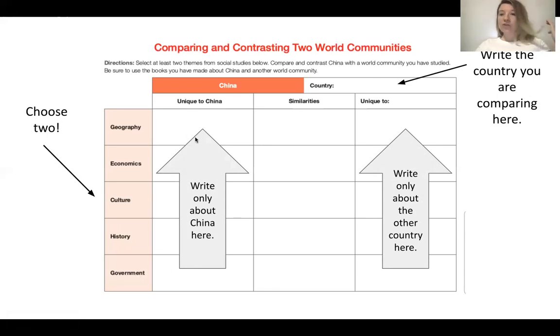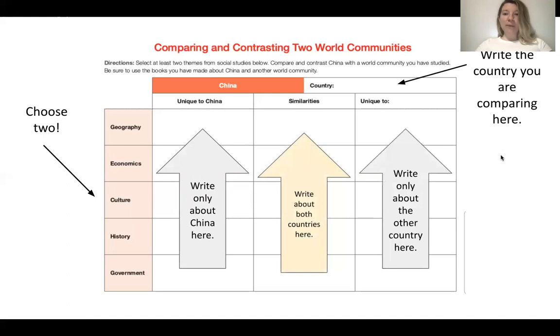You are writing about the same 2 themes for both countries. And last but not least, you are going to be writing about the similarities. In this column, you are writing about both countries, only in the 2 boxes that line up with the 2 themes you have chosen.